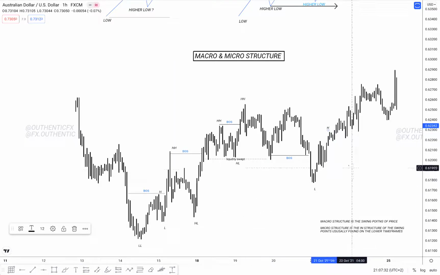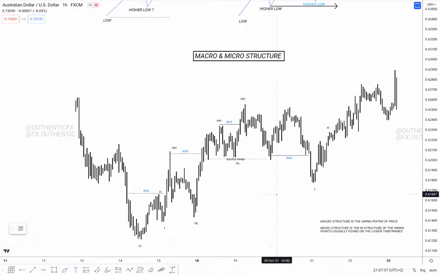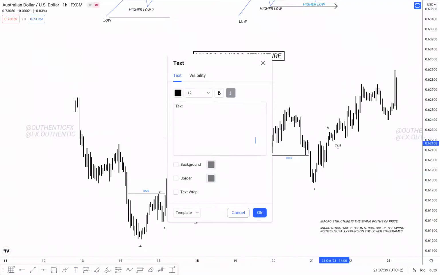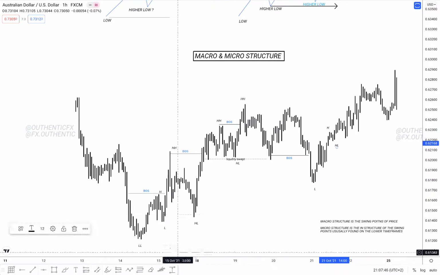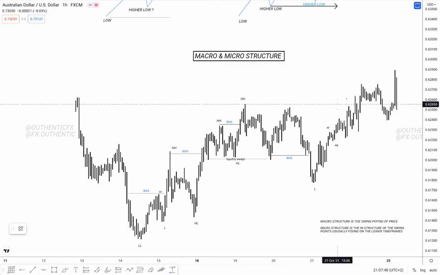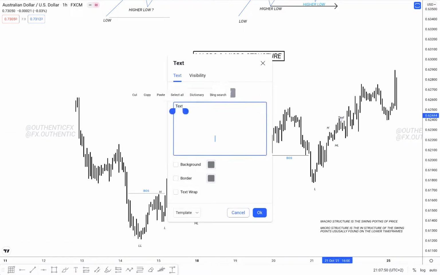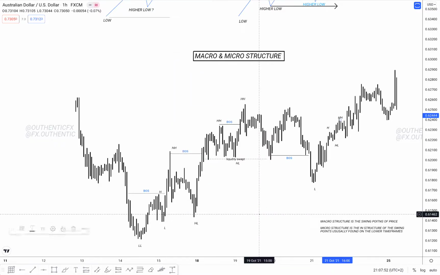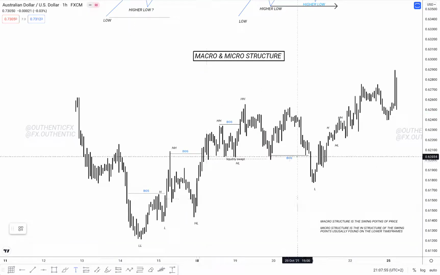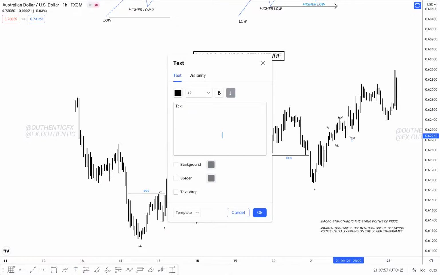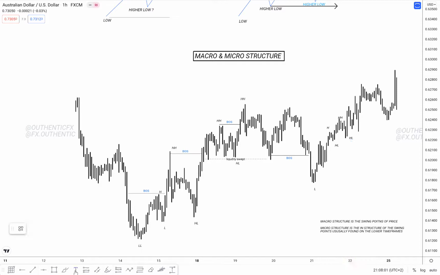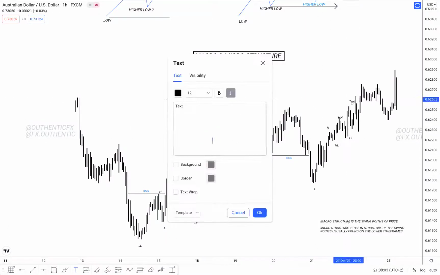And then what happens? We get a minor pullback over here, creating that higher low because we have a follow through from that high. We then see price following through to break structure again, which means the trend is still bullish. Higher high, higher low, higher high.